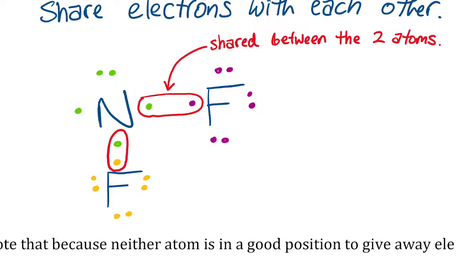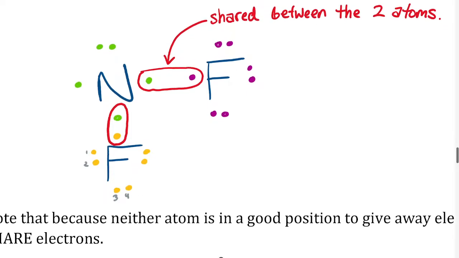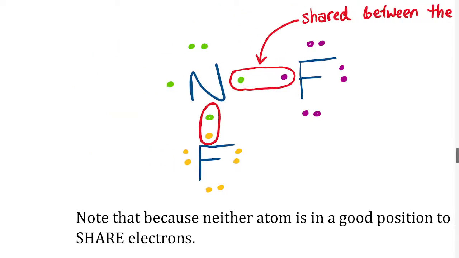Now, from this fluorine's perspective, it has 1, 2, 3, 4, 5, 6, 7, 8 electrons, and so it has a full shell. Nitrogen still doesn't. From nitrogen's perspective, it has 1, 2, 3, 4, 5, 6, 7. It still needs one more. But that's okay, because again, if we're reacting with fluorine, we can just get another fluorine.